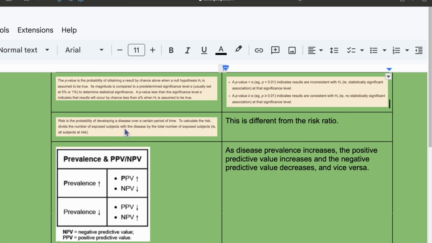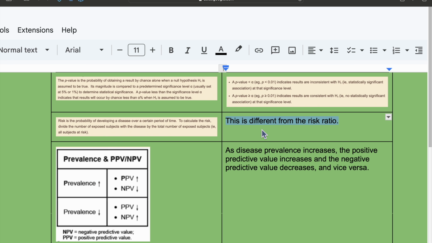Okay, this is basically just the formula for risk, right? They're asking for everyone that's at risk, so people who have not been exposed yet. It's just them wording it differently. Most of the time this is just about comprehension. And so this is different from risk ratio.